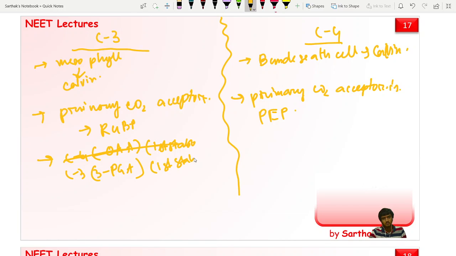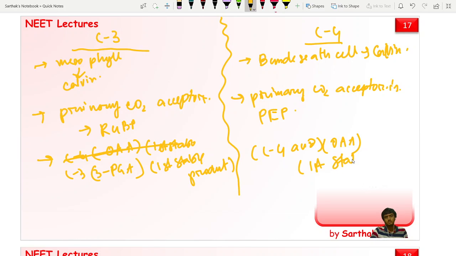The first stable product here is a C4 acid, which happens to be oxaloacetic acid. This is the first stable product here.